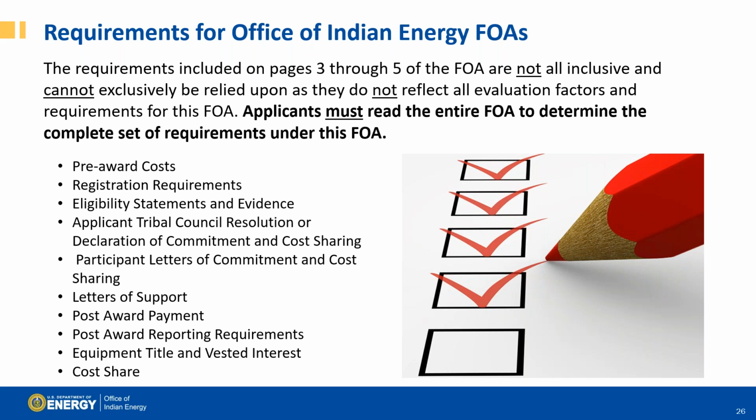Payments will be made electronically on a reimbursement basis through the Automated Clearinghouse, or ACH, provided the requisite support is submitted. Reimbursement of costs will normally be made within 7 to 10 days. However, reimbursement may take up to 30 days. And you can look at the FOA for more details on the payment process.